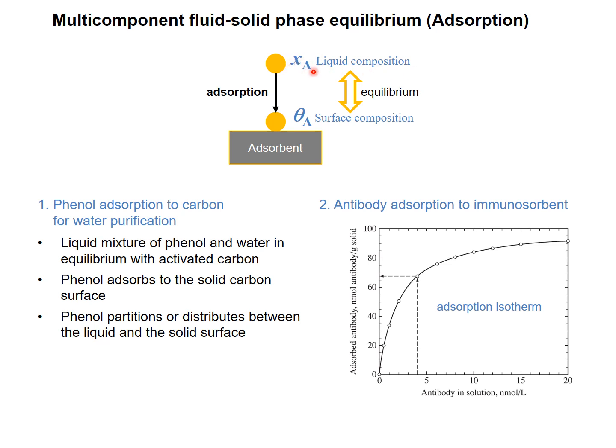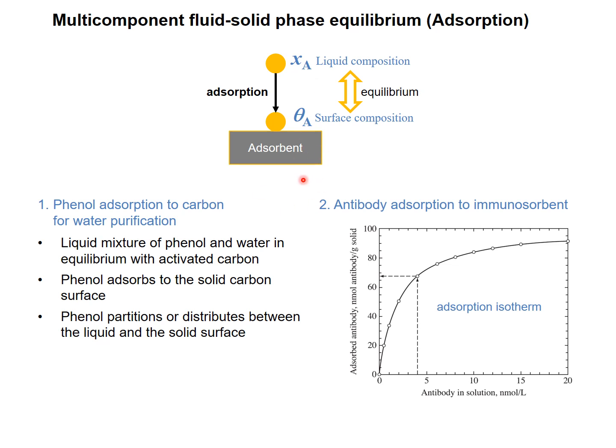And this pollutant A is adsorbed onto the surface of the adsorbent. I mean, the A moves from the liquid phase into the solid surface phase. Then let me say theta A is the surface composition of the pollutant A. Then there is an equilibrium between the liquid composition and the surface composition. By using this adsorption phenomenon, we could remove some portion of the A species in liquid by using a solid adsorbent.